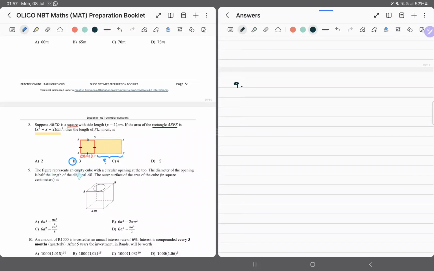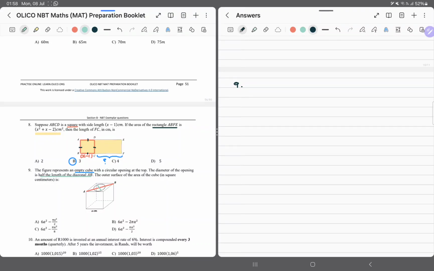Now the figure represents an empty cube. So what is a cube again? It's a square prism with a circular opening at the top, so we can see that. So the diameter of the opening is half the length of the diagonal AB. Okay, so if we are to draw the diameter AB here, we are told that the diameter of this is half AB. Yeah, that is pretty interesting. So maybe let's show it this way. So the diameter here is half AB. That's what we're getting.